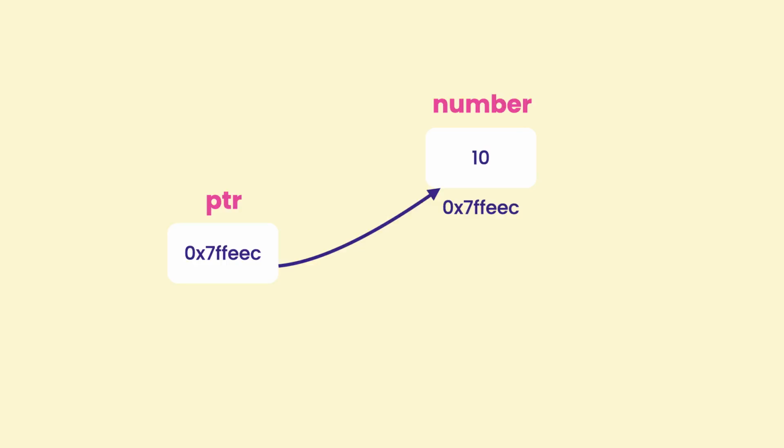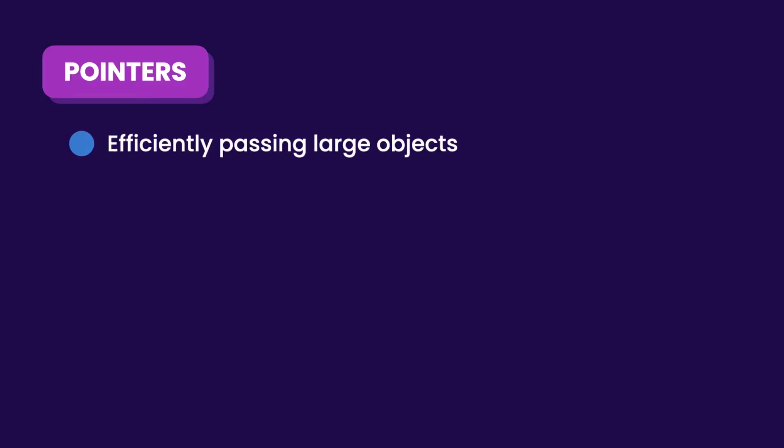Now why do we want to do this? Well, there are a few reasons for using pointers. The first reason is for efficiently passing large objects between our functions.